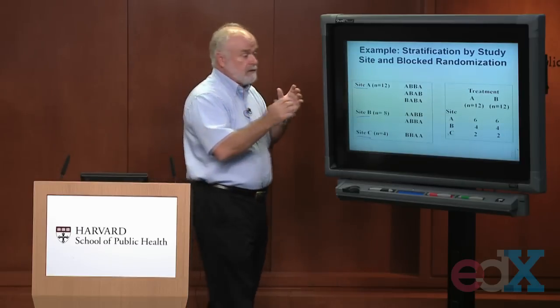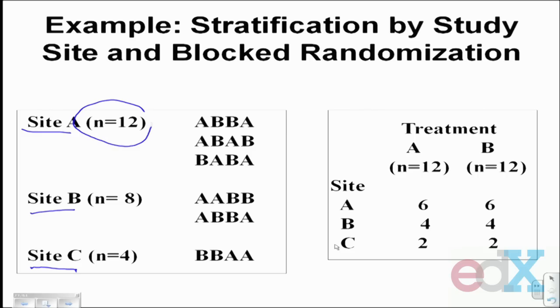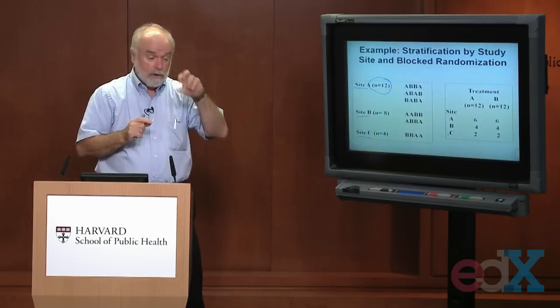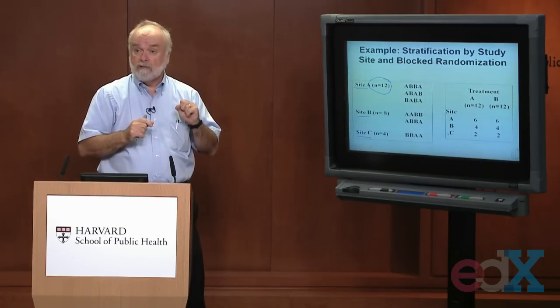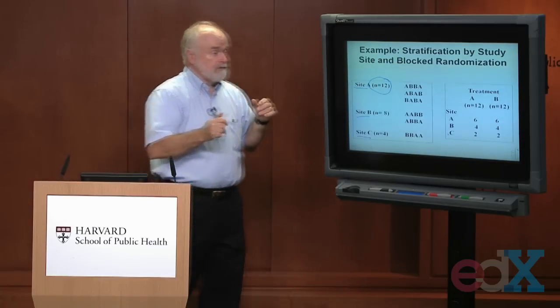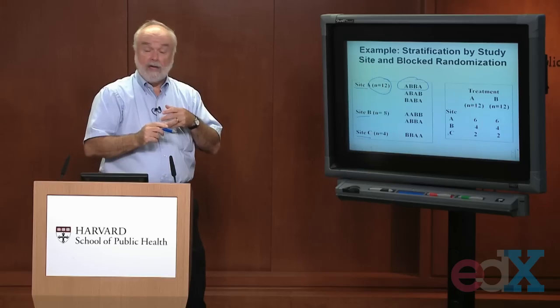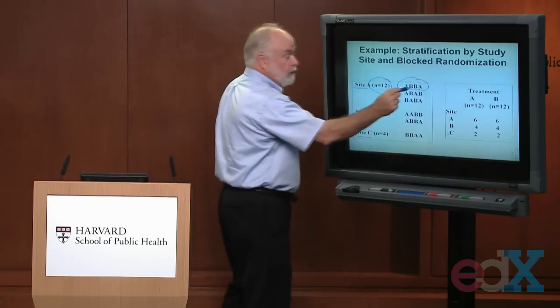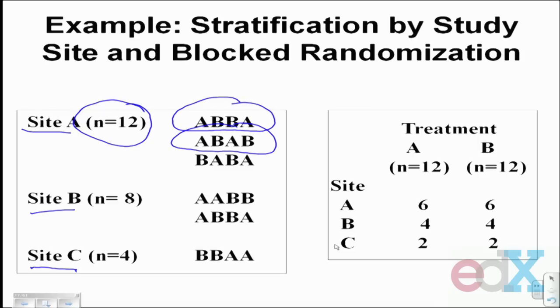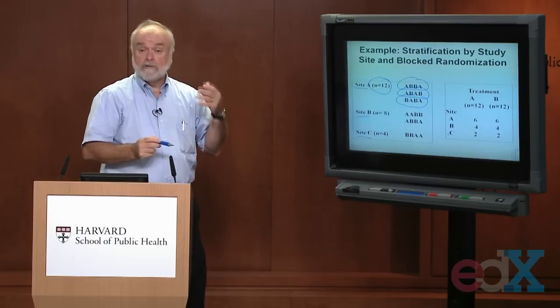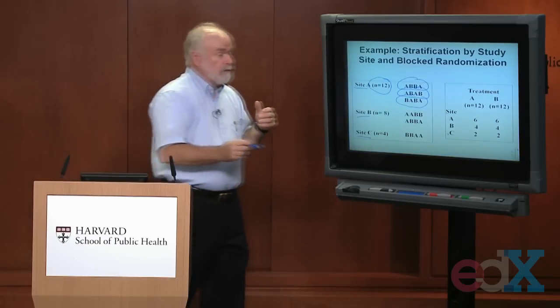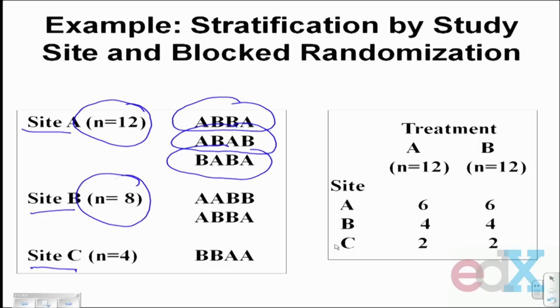So here's my Hospital A. It has 12 people that are going to be enrolled in my study. I'm going to use a block size of 4. I'm going to pick one of those 6 sequences of numbers or letters. And let's suppose the first one I pick is A, B, B, A. That tells me how the first 4 people from Hospital A are going to be assigned. The next 4 are going to be assigned in the sequence of A, B, A, B, the last 4 in B, A, B, A.